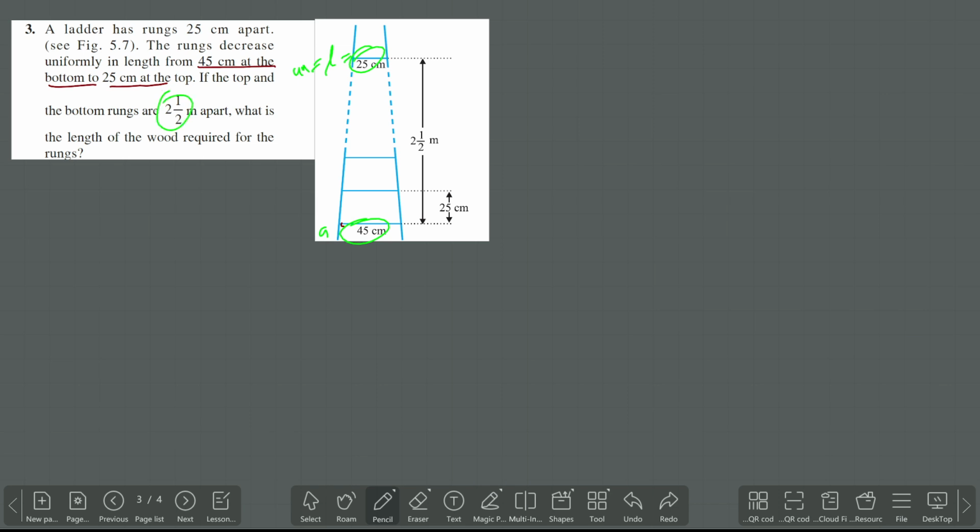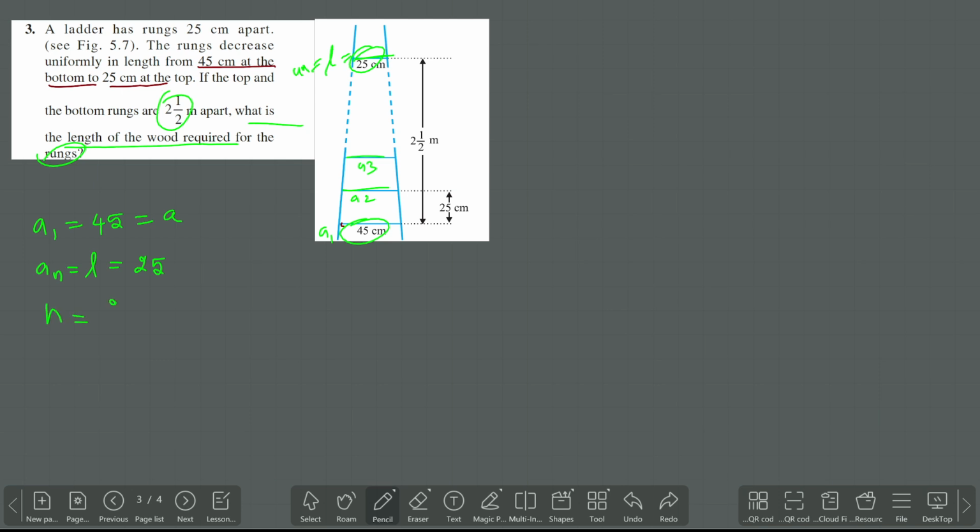Now, here. In that diagram, they explained. What is the length of the hood required for the rungs? Total length of the hood, they are asking. S, and we have to find. Means, sum of each: sum of A1, sum of A2, sum of A3, and sum of this also. Like that, all those things we have to add. Do you understand? Right, what is my A1? A1 is 45 centimeter. That is A only. What is my AN? AN is L. L equal to what, my dear? 25 centimeter. Understand? Right.